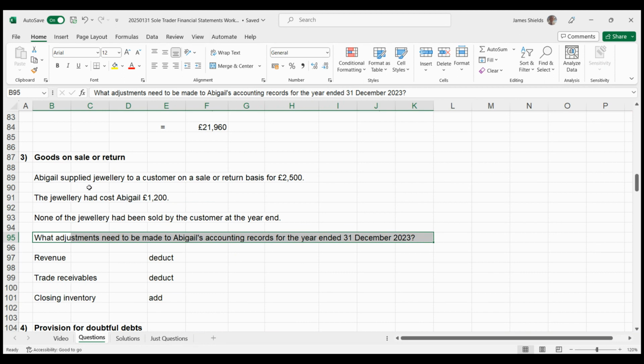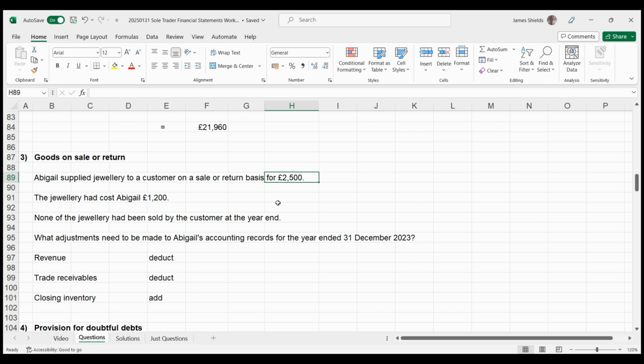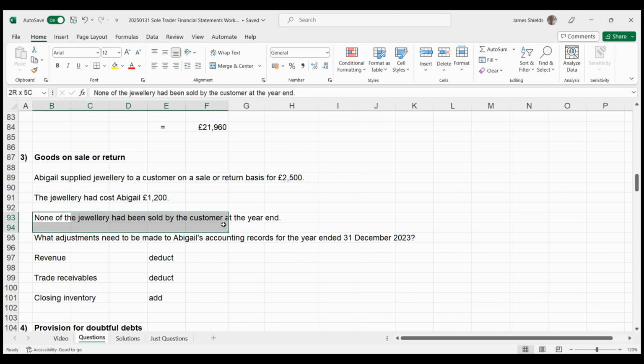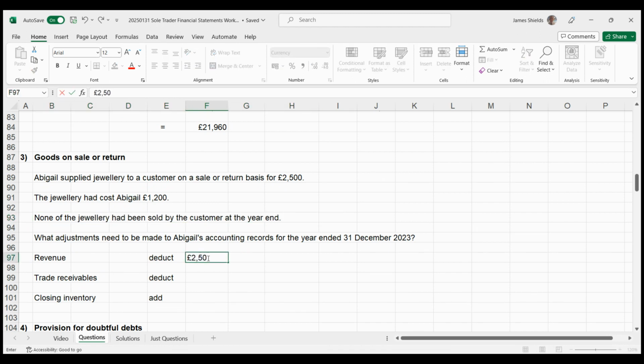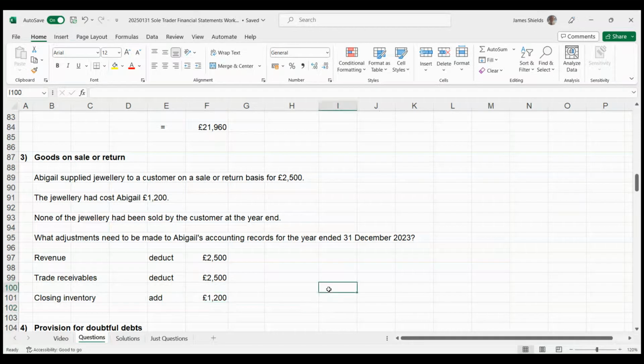Right, so when the goods were transferred to the other customer, she would have included £2,500 in her actual revenue. But none of these goods had actually been sold by the customer. So therefore she's got to deduct that £2,500 from her revenue because she hasn't actually sold them. Likewise, the trade receivables, again, the customer does not owe the money because they were not sold. So we deduct £2,500 from trade receivables. Now, closing inventory, Abigail still actually owns these items, this jewellery, and the cost of the items was £1,200. So that's the 3 entries you need to make for goods on sale or return.